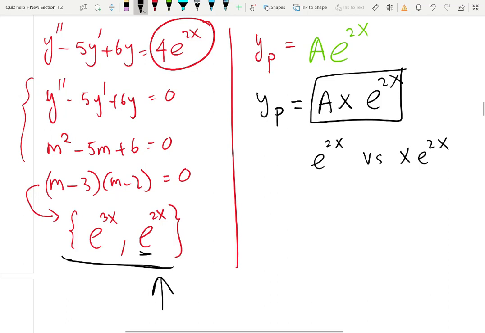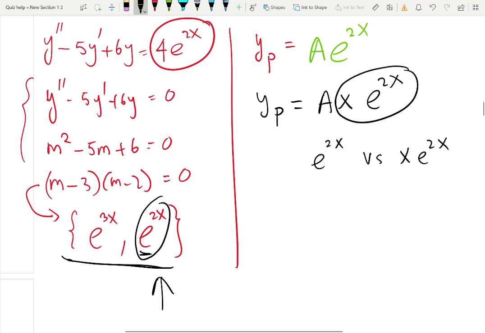Well, it did. Remember, I said e to the 2x and x e to the 2x are two different things. So yes, you have e to the 2x here, but actually it is not e to the 2x, it's x e to the 2x here. So now we do not have an overlap, because in the fundamental set you only have isolated e to the 2x, but here you have x e to the 2x. Before, we had isolated e to the 2x here, so we had an overlap, but now we don't have an overlap. So this is the correct guess. The initial guess was wrong.